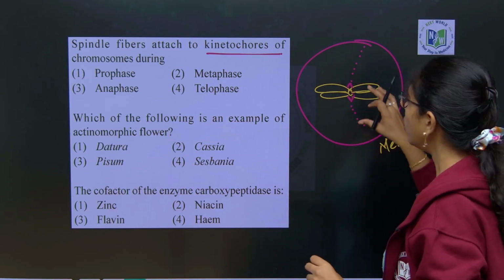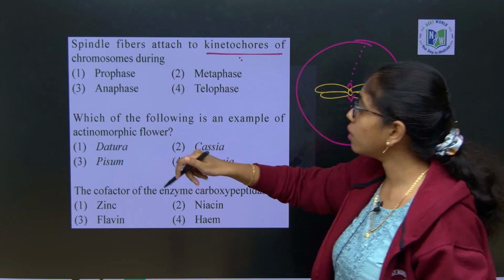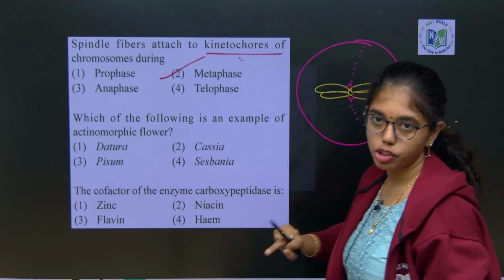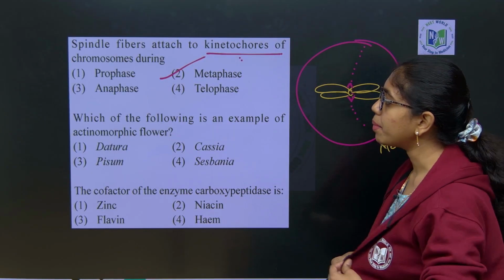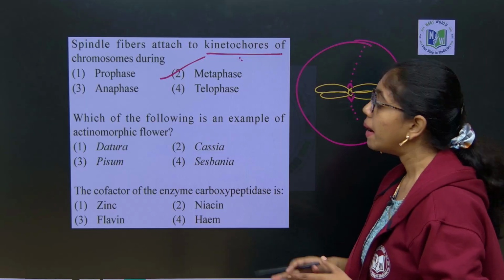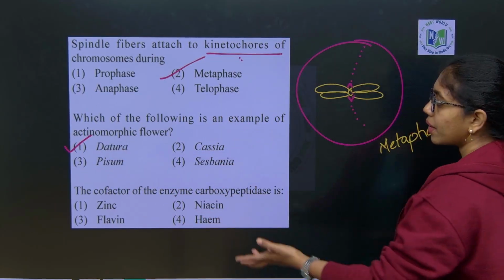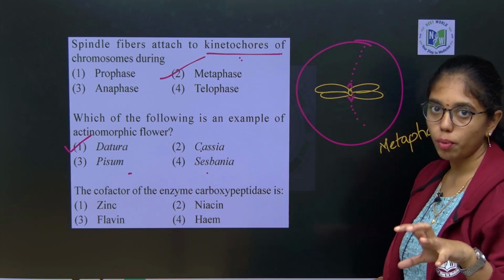Okay, so the attachment of kinetochores to chromosomes will happen in which phase, Nana? It will happen in the metaphase. Option 2 is the correct answer. Which of the following is an example for actinomorphic flower? Best example for actinomorphic flower is Datura. Okay, rest, Pisum, Cassia, Sesbania, they will have zygomorphic flower.